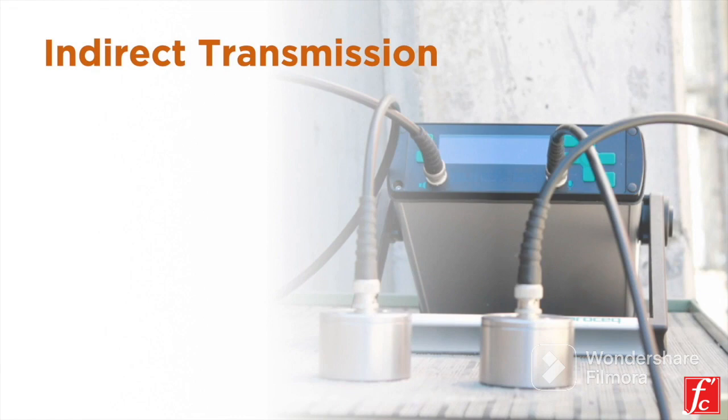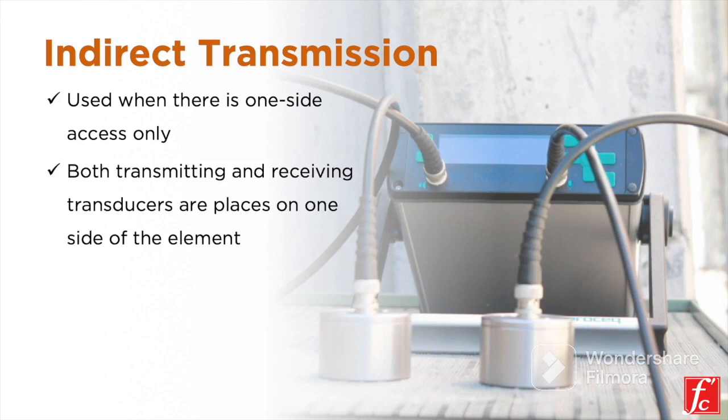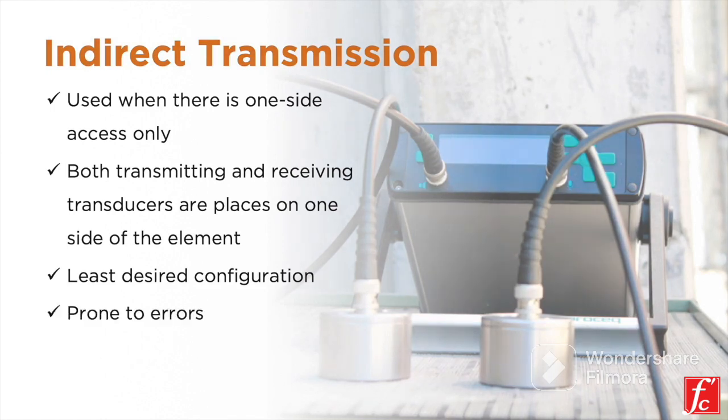When the concrete surface you are testing has one side access only, then an indirect or surface configuration can be used. This means that both transmitting and receiving transducers are placed on one side of the element. This is the least desired configuration and is also known to be prone to errors.